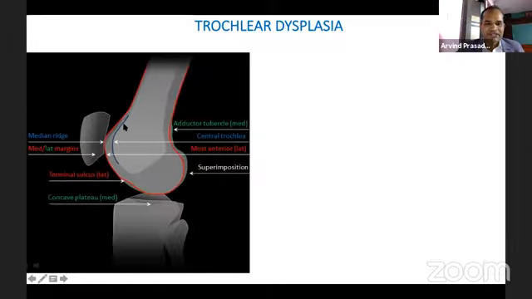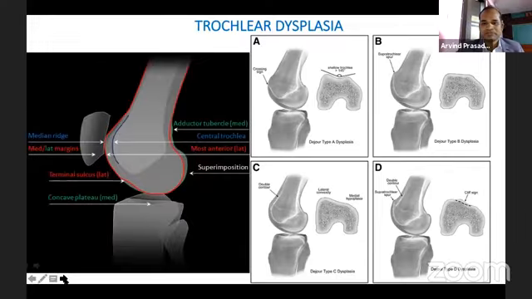So ideally, this central trochlea should be below this line, and the medial and lateral side lines, both the lines, should coincide with each other. But with dysplasia of this trochlea, when the angle is more than 145 degrees, it means the trochlear groove is coming more anterior.